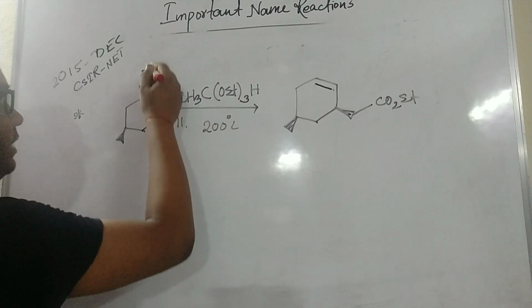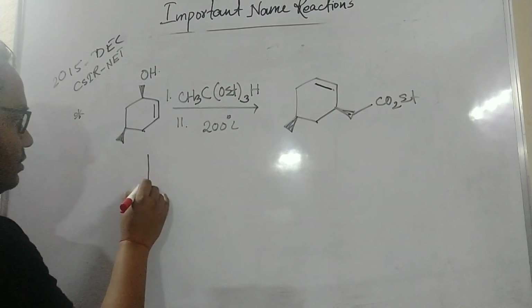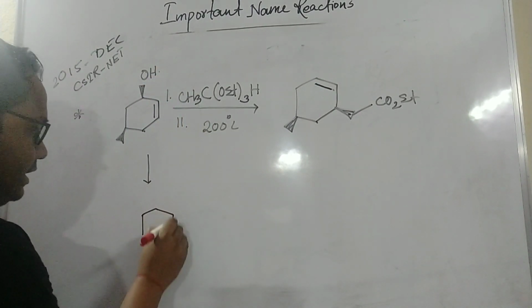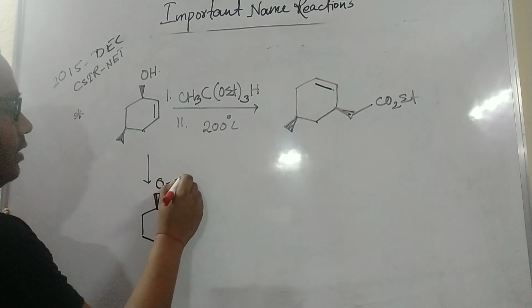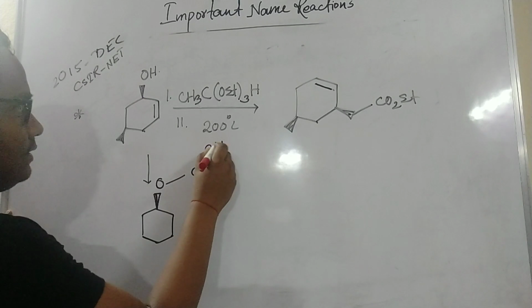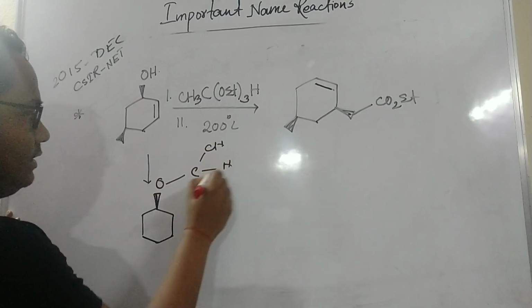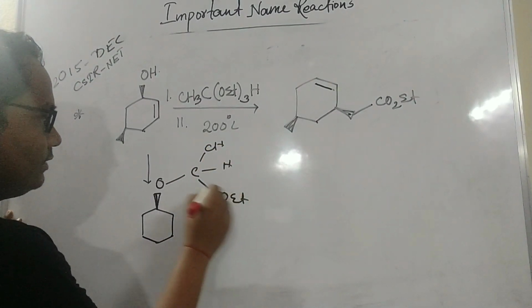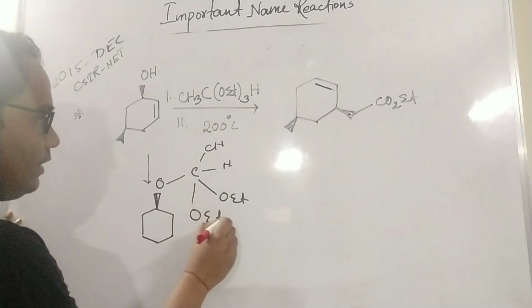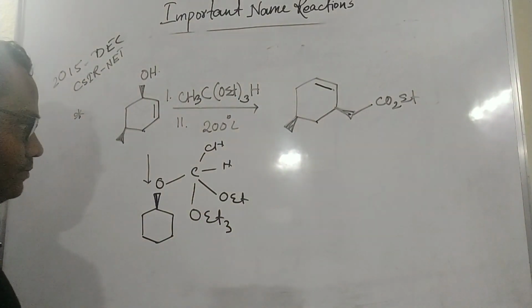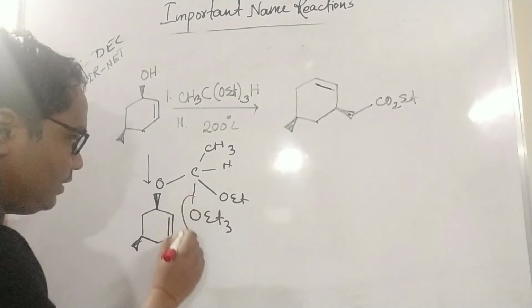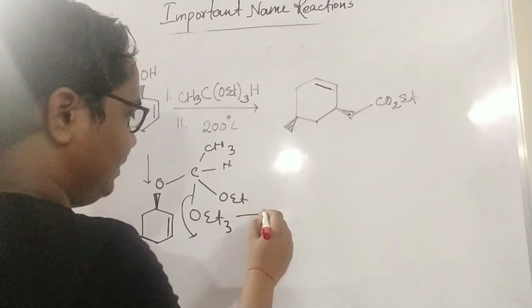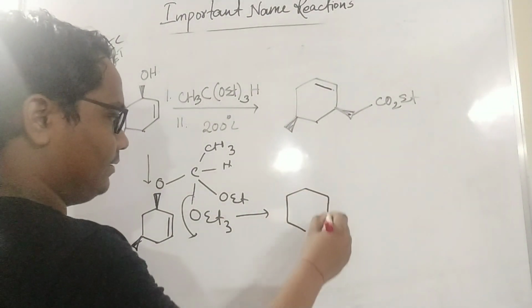Here the alcohol is there, so the alcohol moiety in the presence of this will react with CH3, and OEt three times will come. So this will participate. Then what happened? Under the heating condition, one molecule is removed. So what happened then?